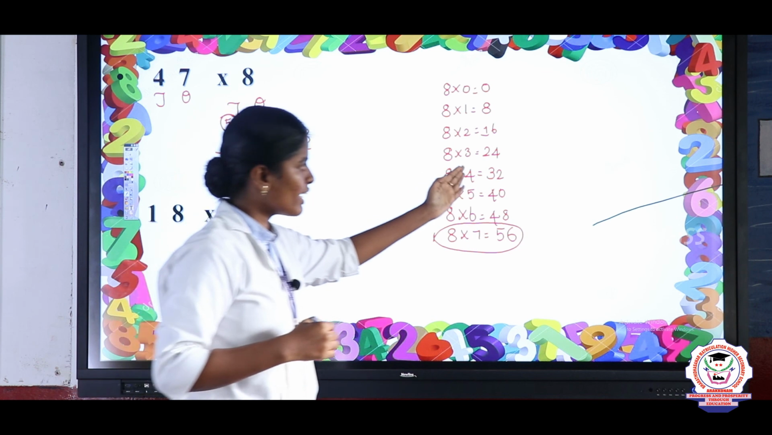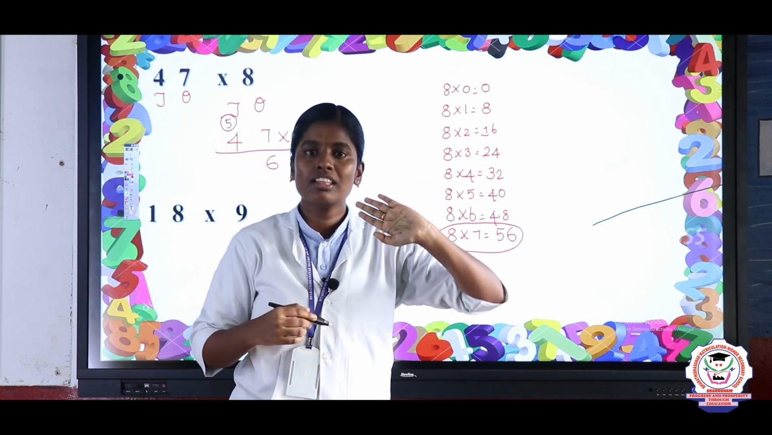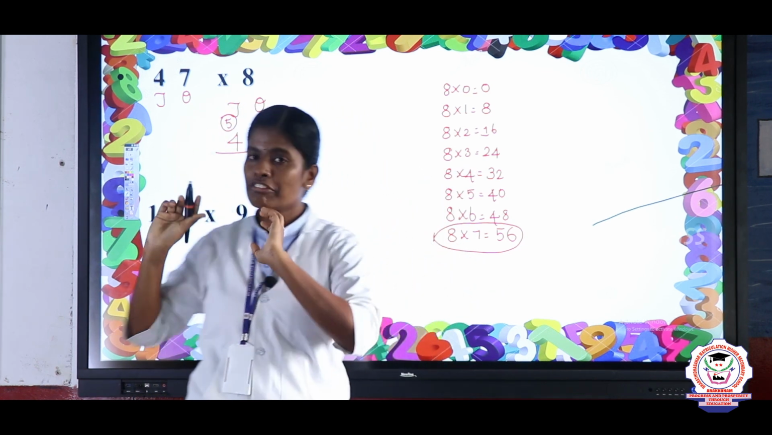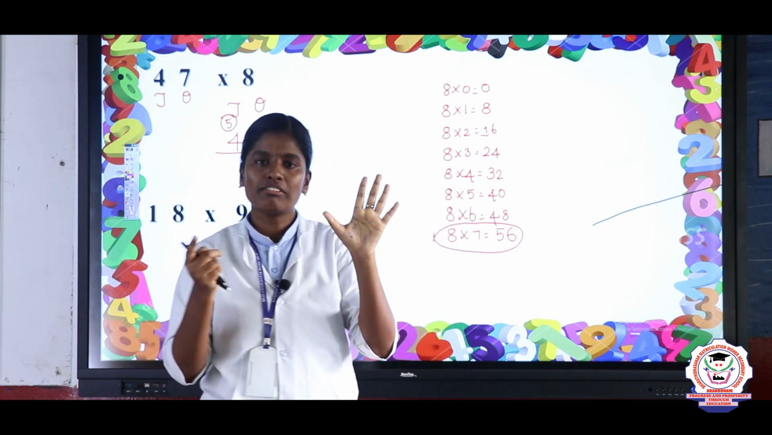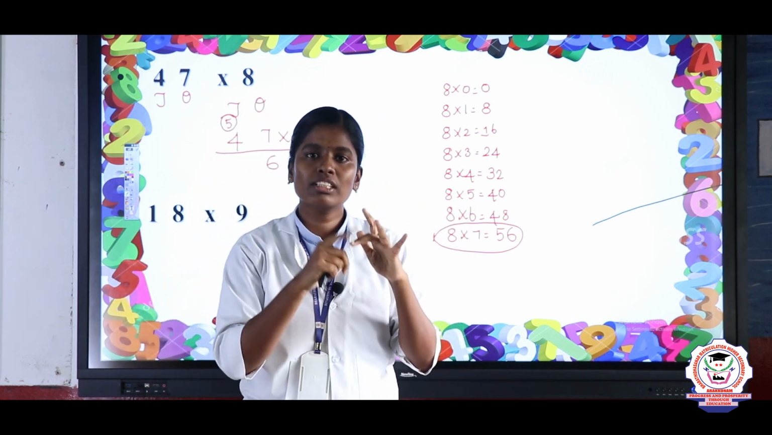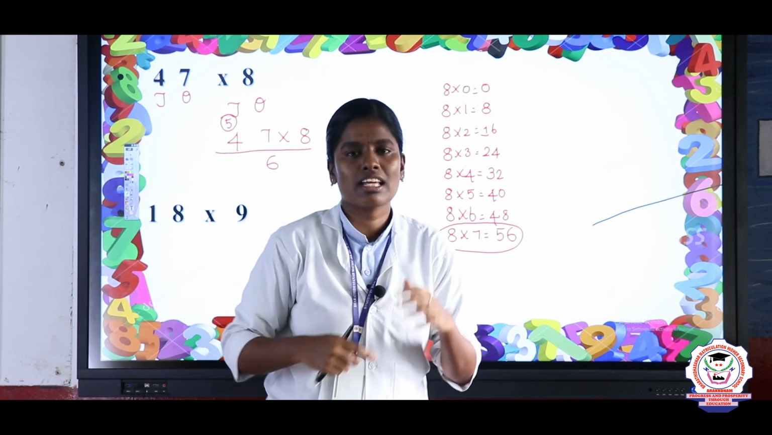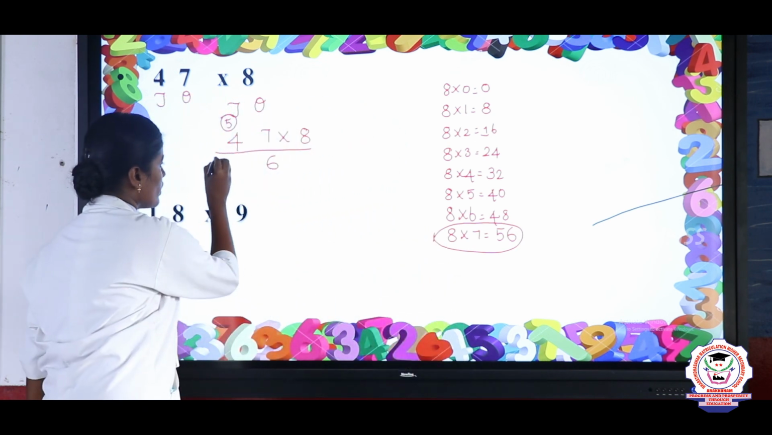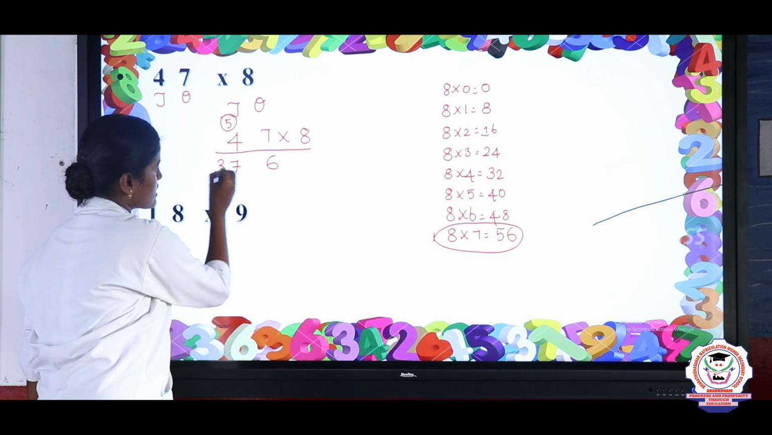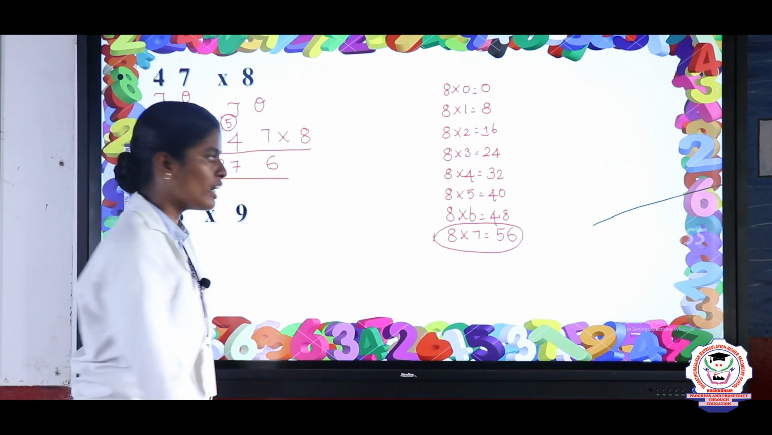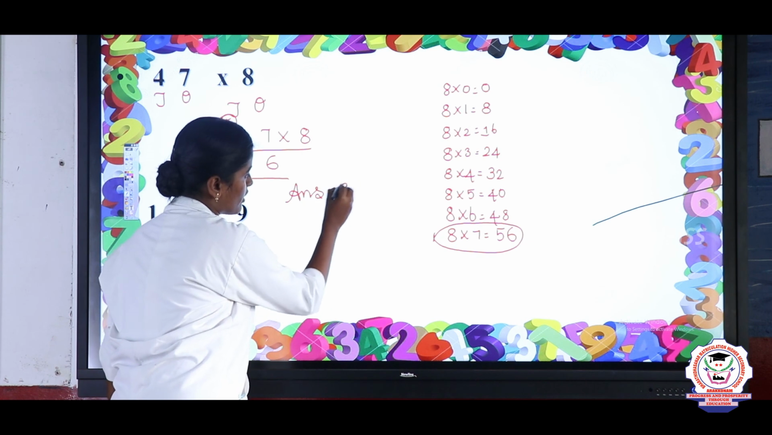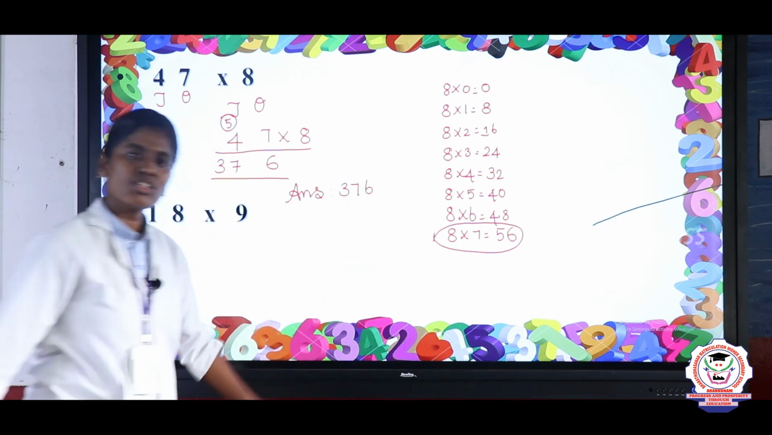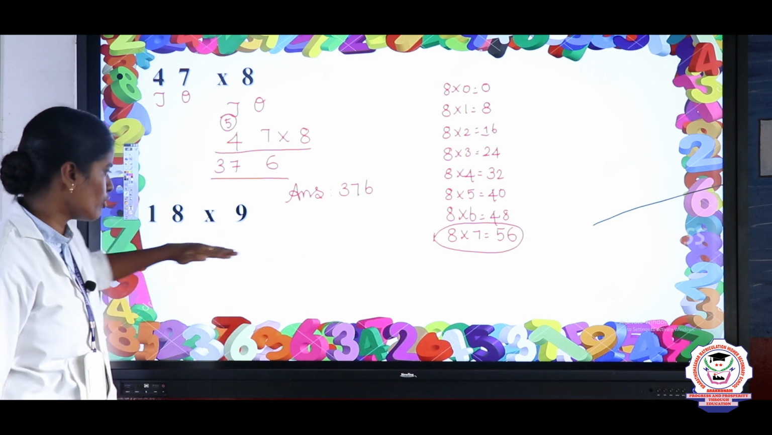So what is the answer? 8 fours are 32. So already we have 5 there. So 32 in the mind, 5 in the finger. 32, after that 33, 34, 35, 36, 37. So the answer is 376. Write the answer 376.